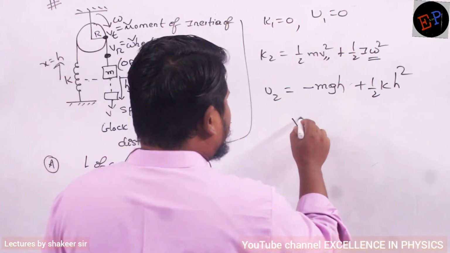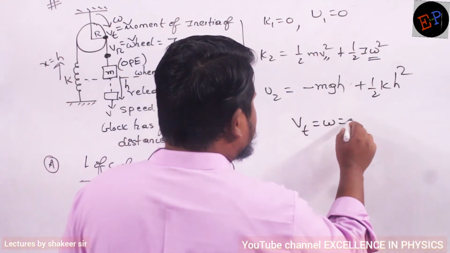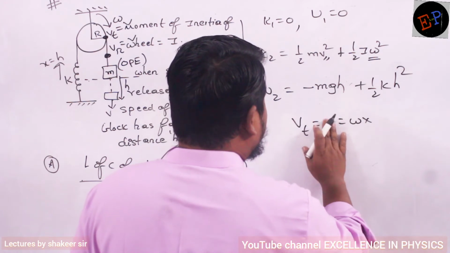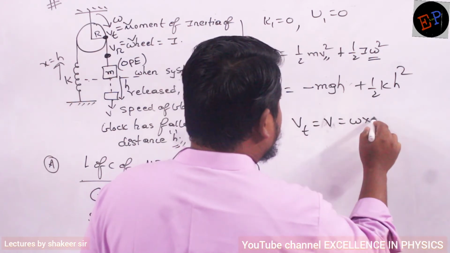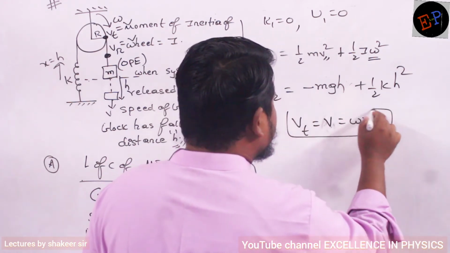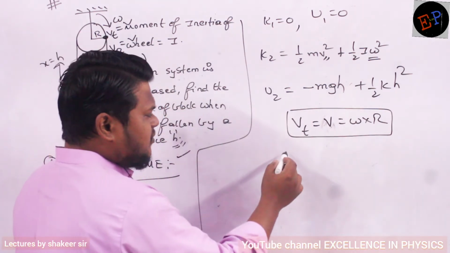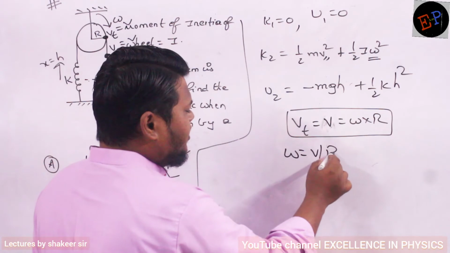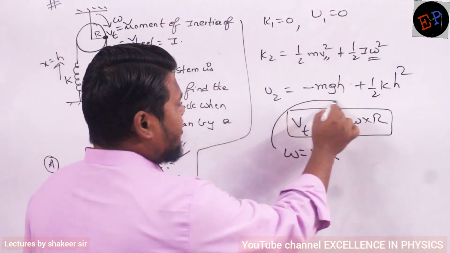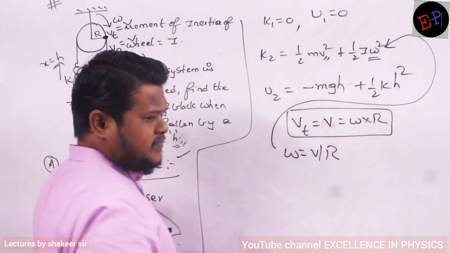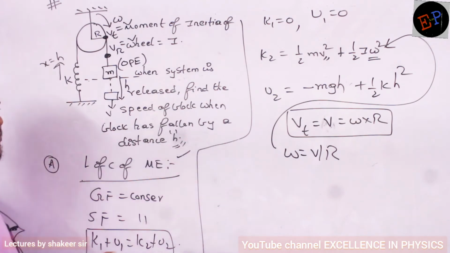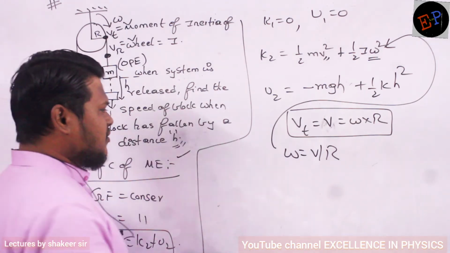So therefore Vt is equal to v is equal to omega into R. This is the formula for tangential speed. From this, can't you find out the omega value? What is omega? V divided by R. So take this omega and substitute here. Now do the calculation, so find out the V value. Finally see what is the answer you will get.